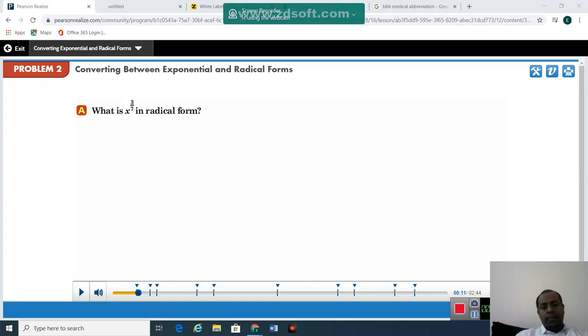Okay, the next problem you are going to practice converting exponential radical exponent to radical form. In this problem, you are asked to change x to the power of 3 over 7 to radical form. So what is x to the power of 3 over 7 in radical form? In order to convert this rational expression to radical form, I will apply the key concept that I discussed.